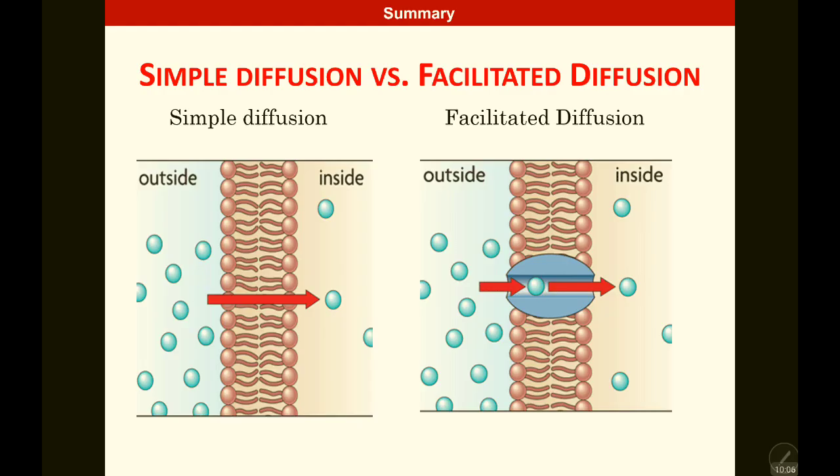So that's the difference between simple and facilitated diffusion: one without the help of protein, one with the help of protein. But both of them are also passive transport because they do not need energy. Another thing is they transport things from a high concentration to a low concentration region.